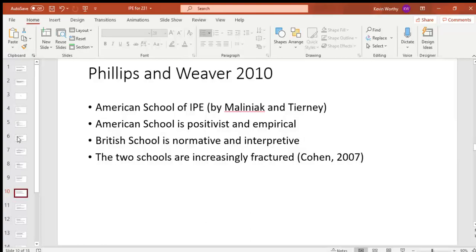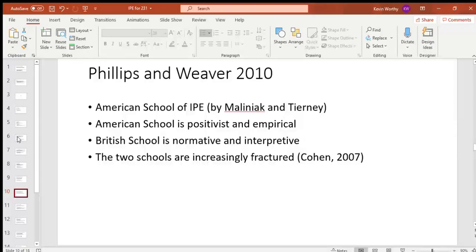So the next part is that Phillips and Weaver are talking about an American school of IPE. Now, IPE is broken into two schools, the American school and the British school. The American school is positivist and empirical, and we'll talk about what both of those mean in a second. The British school is normative and imperative.